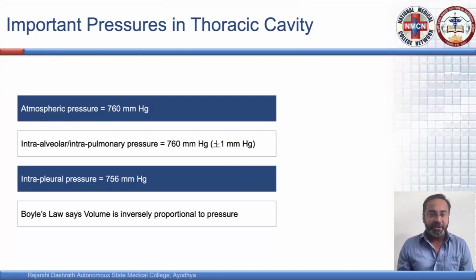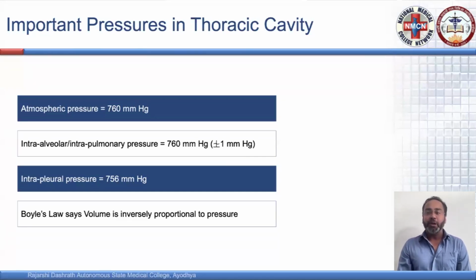Then the second pressure is intra-alveolar or intrapulmonary pressure. Because your respiratory system is in continuation with the atmosphere outside, there is no demarcation between the atmosphere and the respiratory system. So the pressure in the atmosphere is the same as the intra-alveolar or intrapulmonary pressure, which is 760 millimeters of mercury.